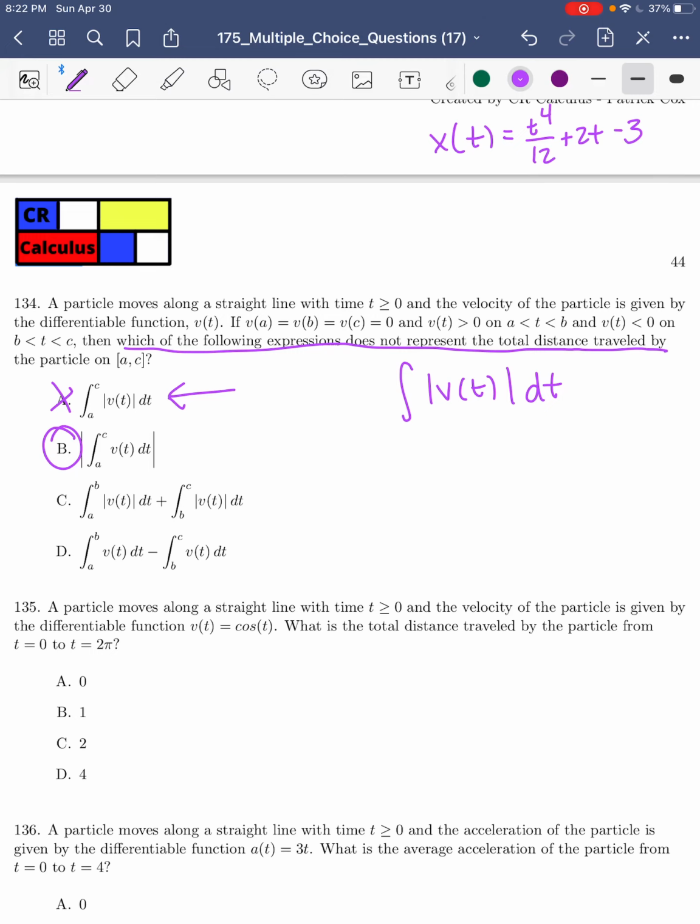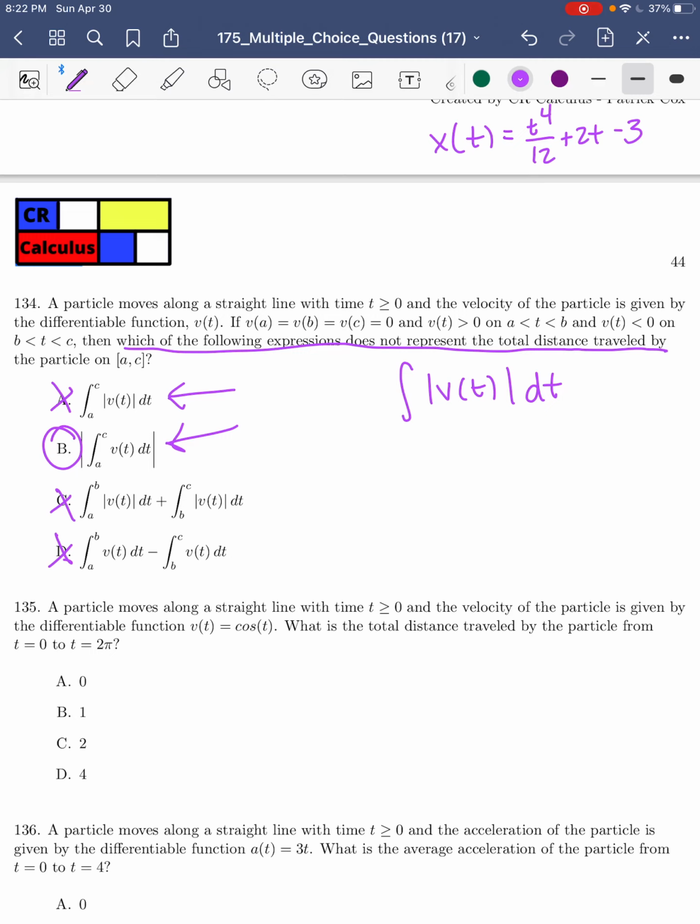And then C is fine. They just broke up our integral into 2 separate ones. That's still the same. And then D is right because it tells us that basically it's following when it's positive and negative. That's why we subtracted it from B to C. So D is still correct. Absolute values on the outside. On B though, it's weird. Not right.